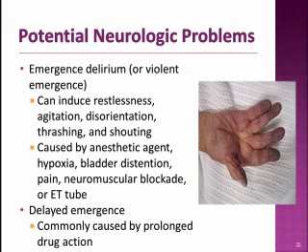Potential neurologic problems. Postoperatively, emergent delirium is a neurological alteration that causes the greatest concern. Emergent delirium, or waking up wild, can include behaviors such as restlessness, agitation, disorientation, thrashing, and shouting. This condition may be caused by anesthetic agents, hypoxia, bladder distension, pain, residual neuromuscular blockade, or the presence of an endotracheal tube. If delirium occurs, first suspect hypoxia.